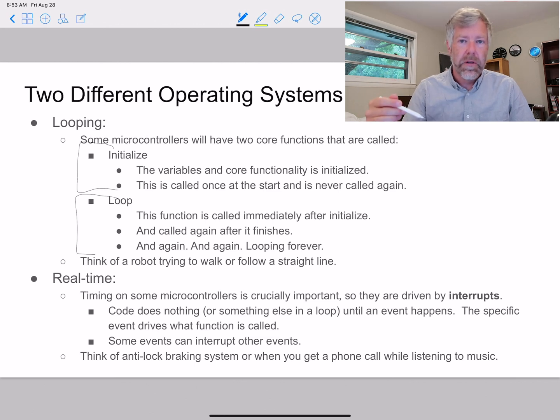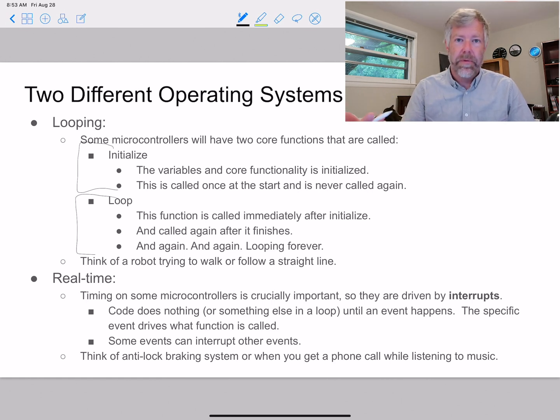So it goes through the loop function and then immediately goes back into the loop function, goes through it, and goes back again. It just does the same thing over and over again. And that's really the type of operating system that we're going to use on the Arduino for this class.